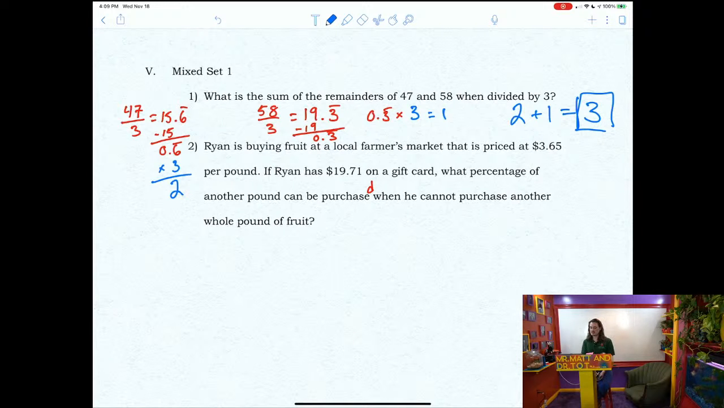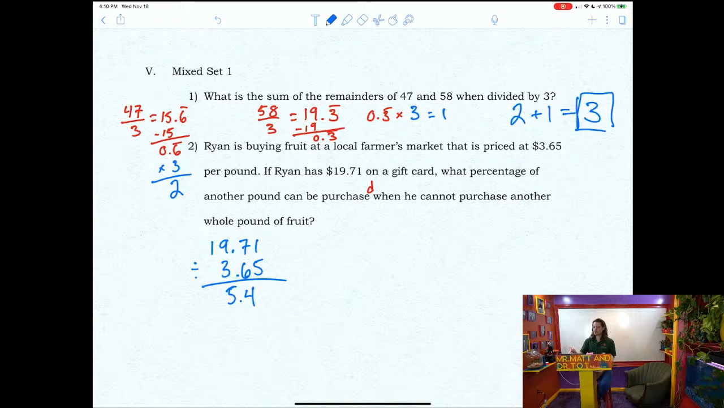For number 2, Ryan's buying fruit at a local farmer's market that's priced at $3.65 per pound. If he has $19.71 on a gift card, what percentage of another pound can be purchased when he cannot purchase another whole pound of fruit? So we're going to take $19.71 and divide it by the price per pound of $3.65. And we're going to get 5.4. Notice that that means he can buy 5 whole pounds and 0.4 of another.